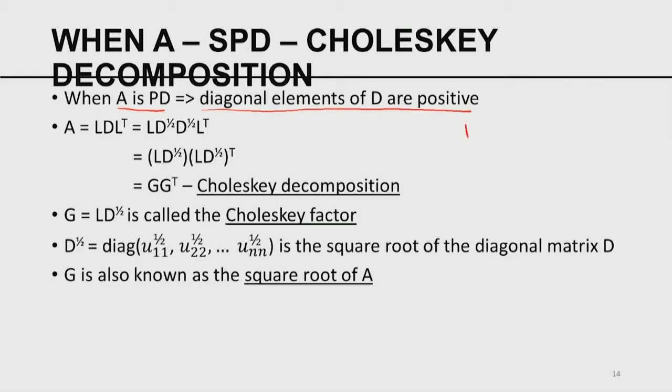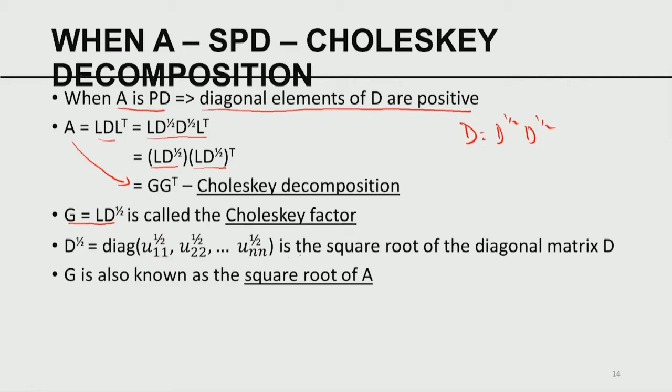So L D L transpose becomes L D to the power of half D to the power of half L transpose, which I can associate as the product of L D to the power of half and L D to the power of half transpose. You can readily see the transpose of the diagonal is the same. So I can now define G is equal to L D to the power of half. That's called the Cholesky factor, in which case A becomes G G transpose, so that is called the Cholesky decomposition. The diagonal elements are given by U11 to the power half, U22 to the power half, UNN to the power half, and that is the square root of the diagonal matrix.